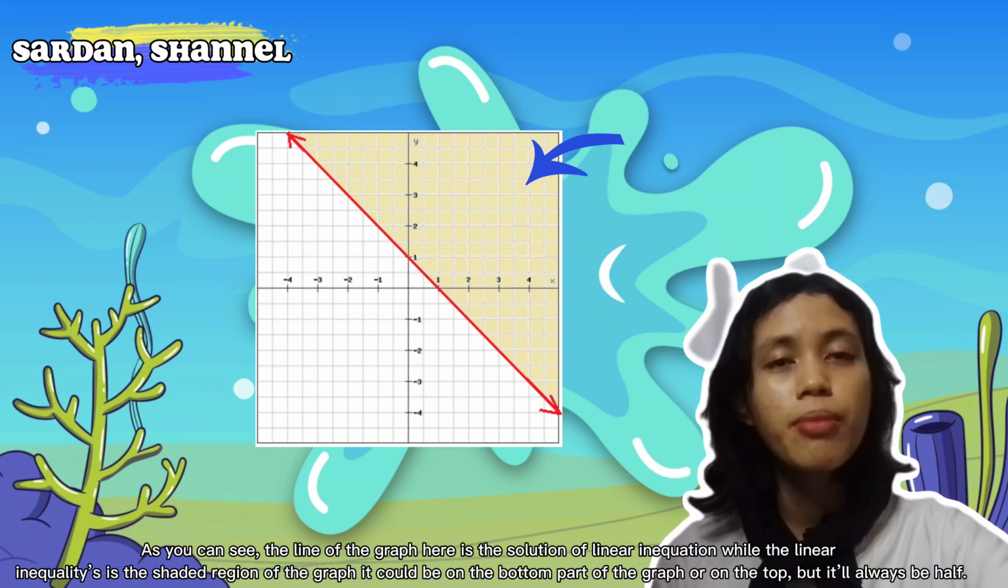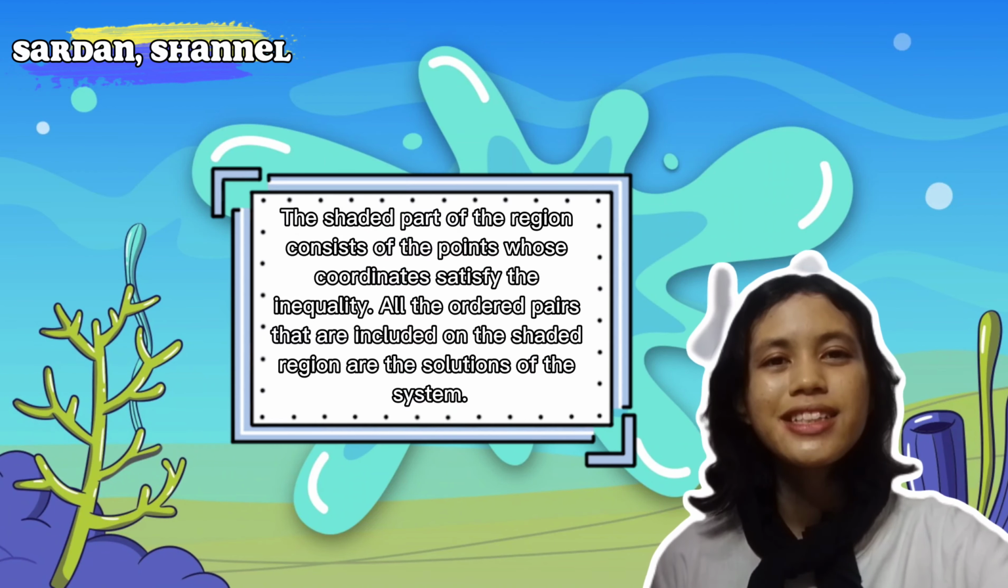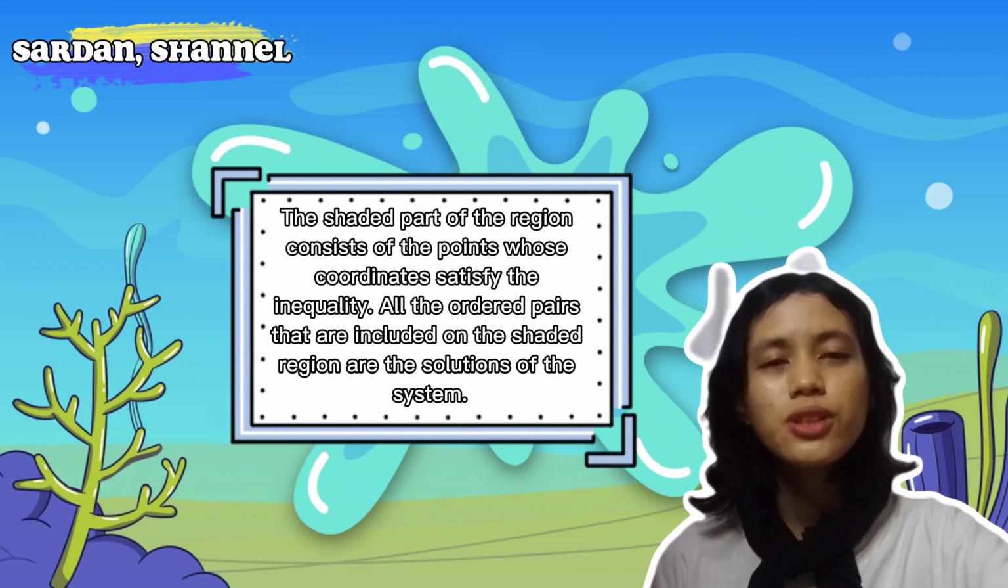It could be the bottom part of the graph or at the top, but it is always half. The shaded part of the region consists of the points whose coordinates satisfy the inequality. All the ordered pairs that are included in the shaded region are the solutions of the system.